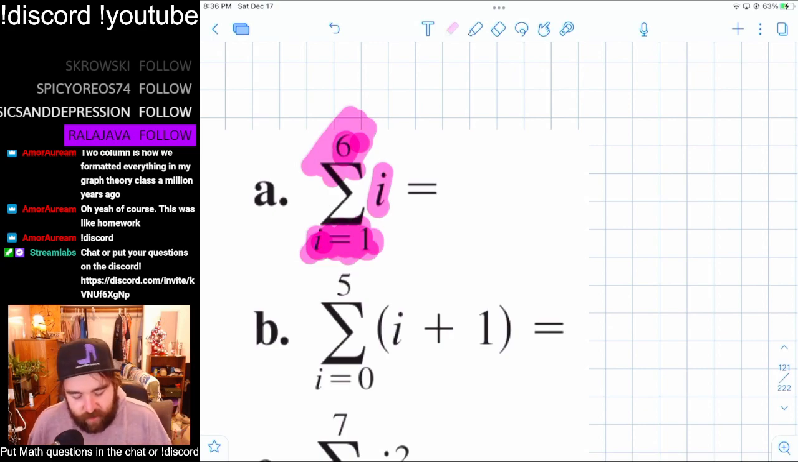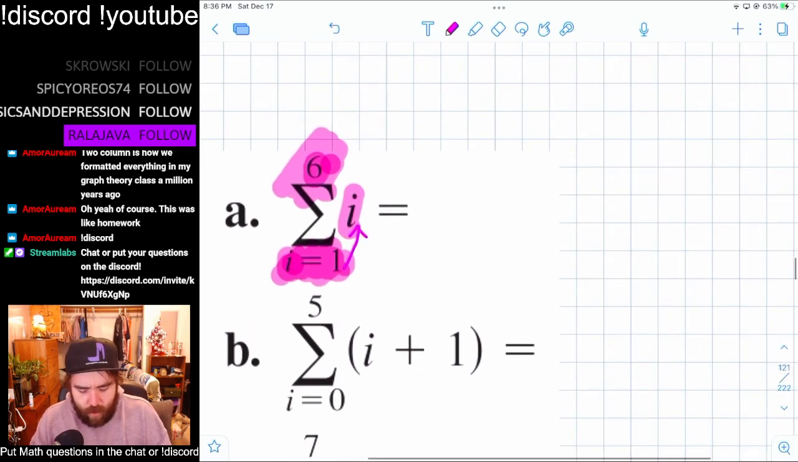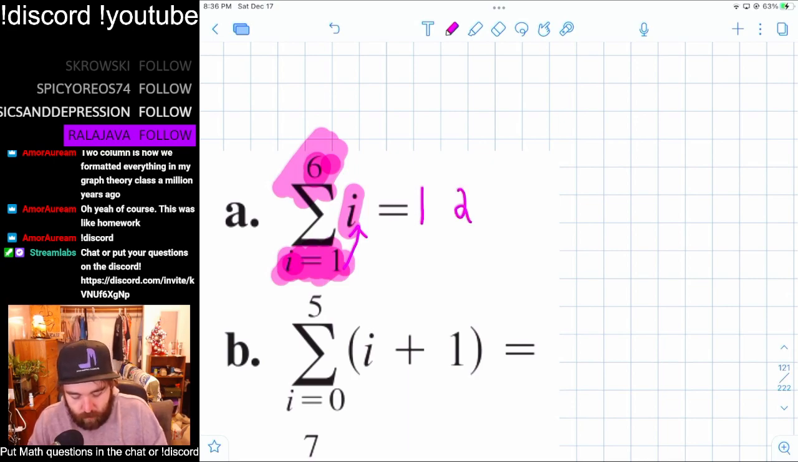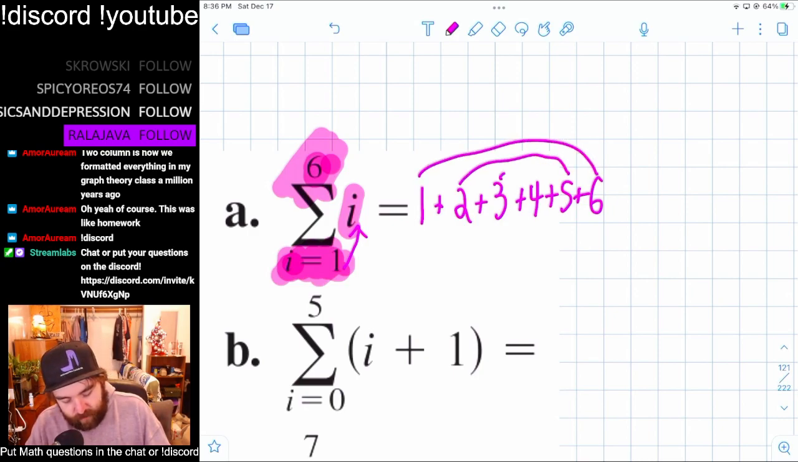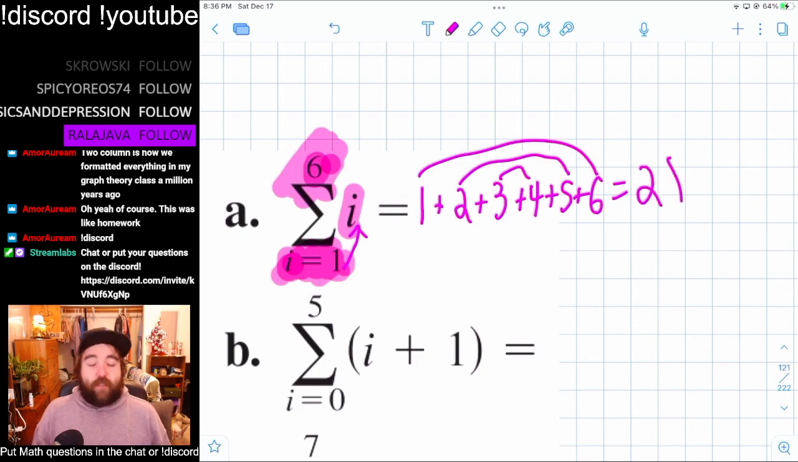In this case, it's pretty easy because the formula is just i. So when i is 1, it's just 1. When i is 2, it's just 2. And then the sigma means we're going to add all these together, and we're just going to go up until i equals 6. So what is that? That's 7 times 3, so that's 21.